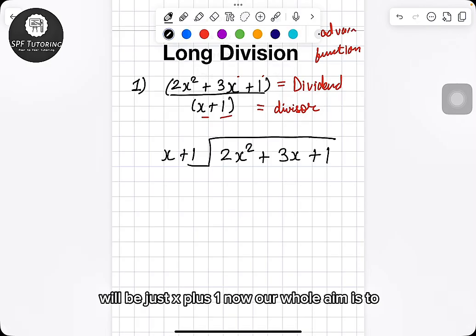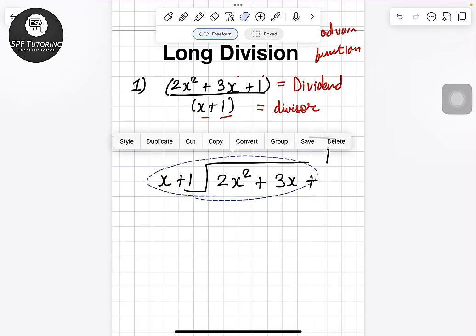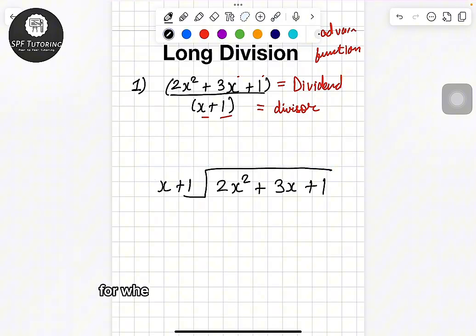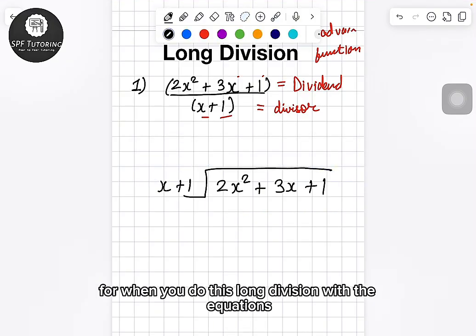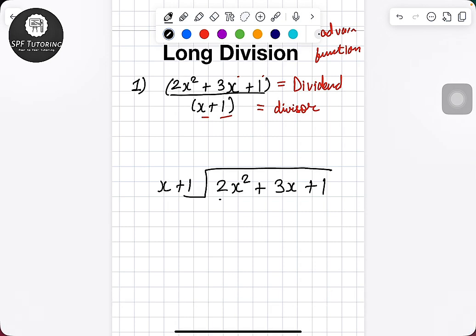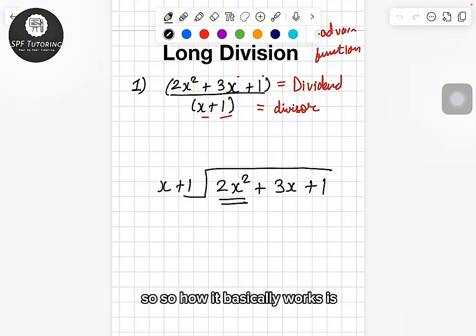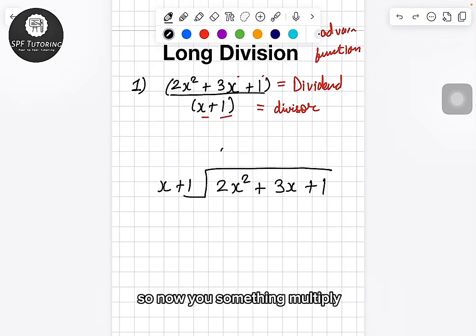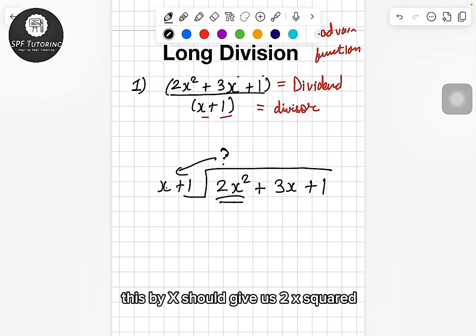Now, our whole aim is to divide. When you do long division with equations, what you mainly aim for is to get rid of the first variable every single time. So now you have this whole thing, and something multiplied by x should give us 2x squared.